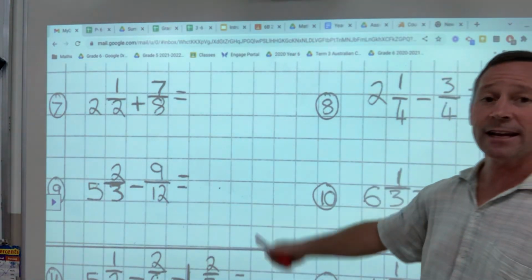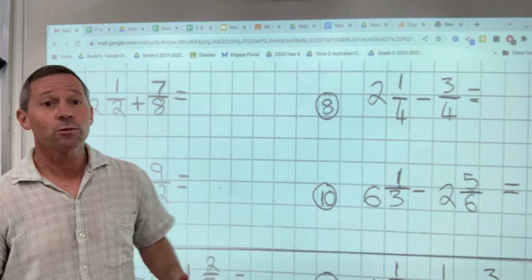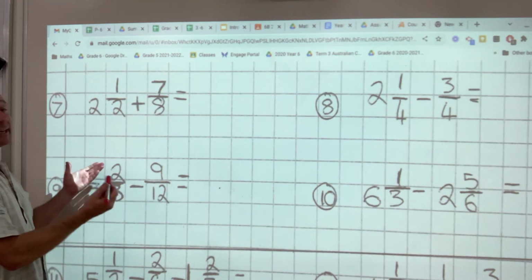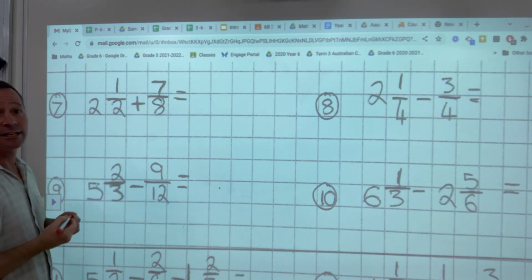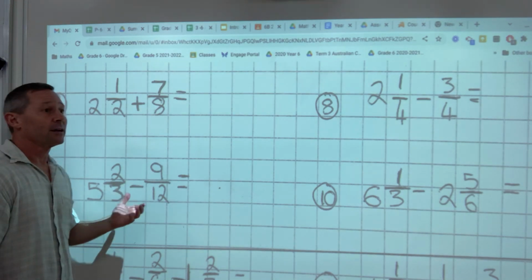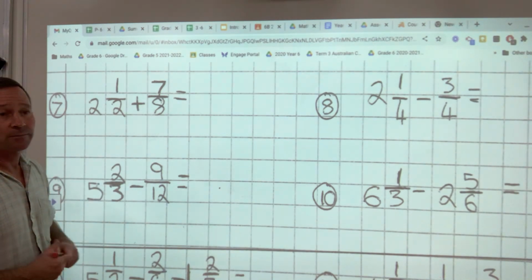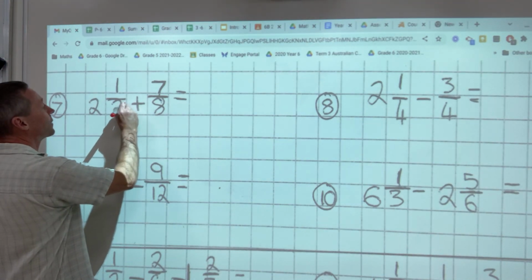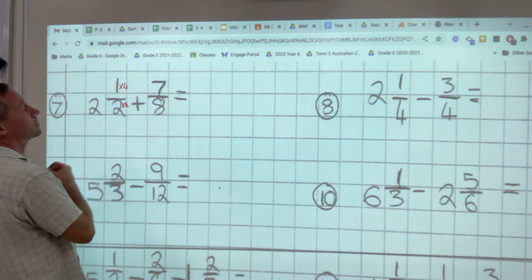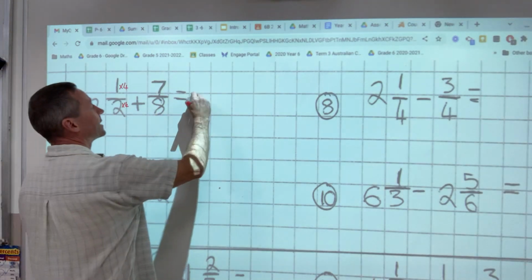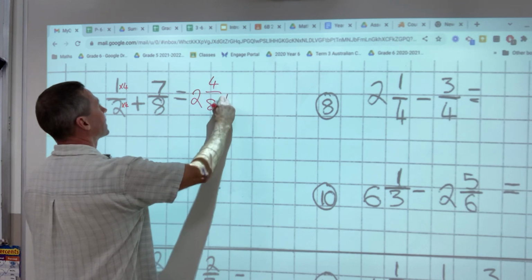Okay, I've got number 7 over here saying 2.5 plus 7/8. I obviously want to get the denominators to be equal, so I want to turn this denominator into an 8. So again, I need to think, how many times can 2 fit into 8, or 8 divided by 2? So if I times that by 4, because 2 times 4 is 8, what I do to the bottom, I do to the top. So now I can rewrite that as 2 and 4/8 plus 7/8.